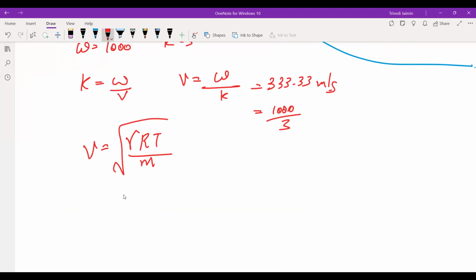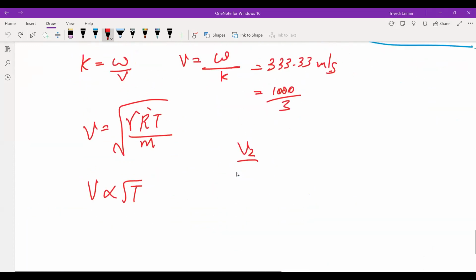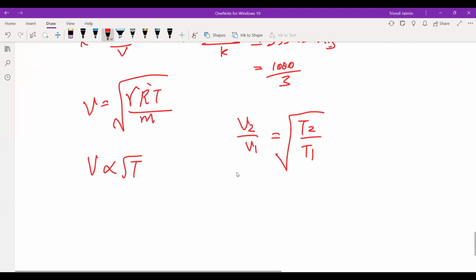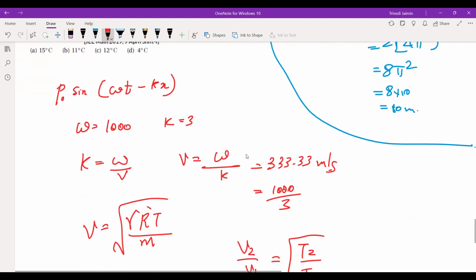So here we can say all these terms are the same, mass and all that. So V is directly proportional to root T. So V2 by V1 equals root of T2 by T1. So T1 is how much? 0 degree, that is 273.